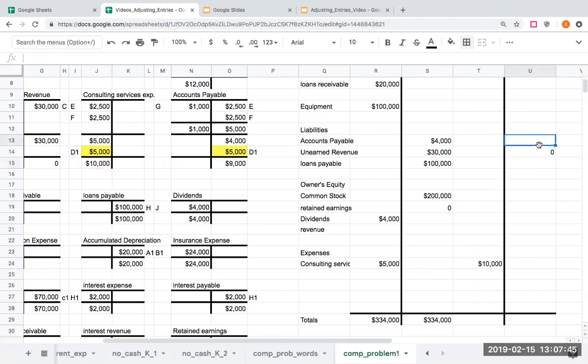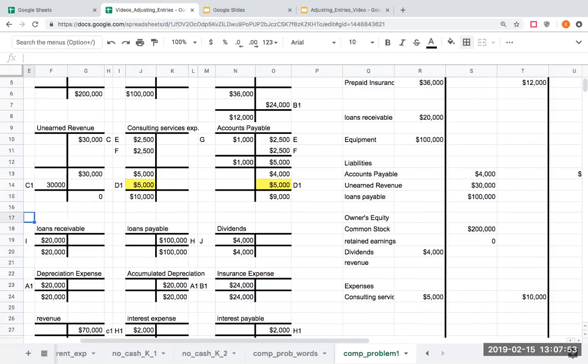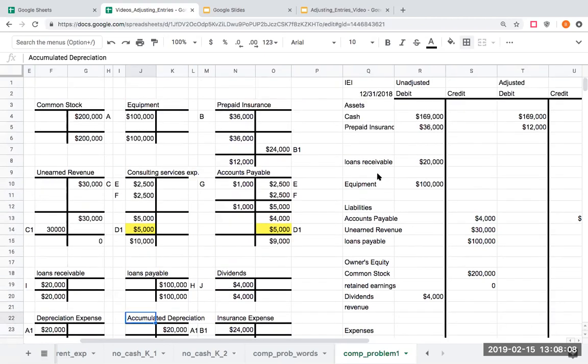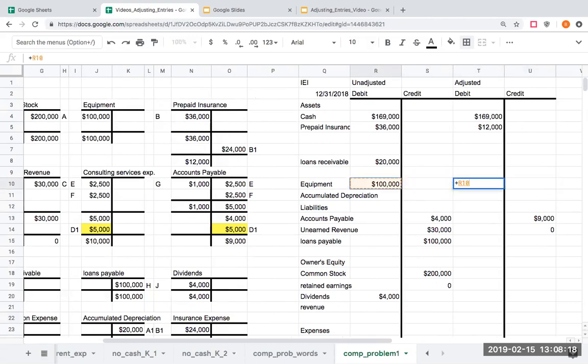My accounts payable is 9,000. My loan receivable, my loan payable, and my dividends have not changed. For my expenses, I now have depreciation expense on an adjusted basis of $20,000. Accumulated depreciation, this is really the main reason why I'm doing this with you. Over here, my accumulated depreciation balance has a credit. So this is going to be showing here, my equipment carries over, my loan receivable carries over.